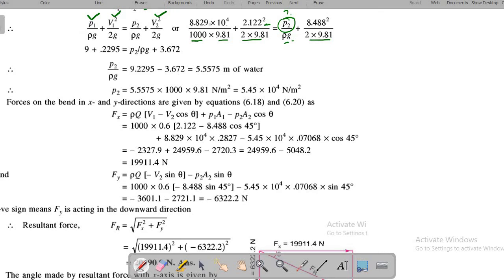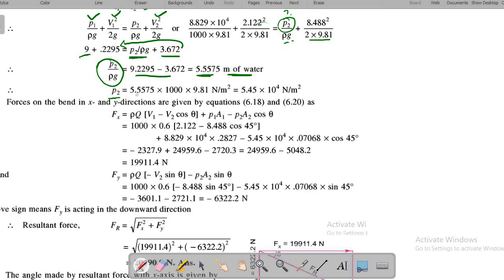Simplify it for its value calculation. Upon simplification, the first term we got as 9, and the next term we got as 0.2295, with P2 by rho g unknown as it is, and 3.672. I'll send this to this side, so P2 by rho g is on the unknown side and the values on the other side. So we are getting P2 by rho g equal to 5.5575 meter of water.